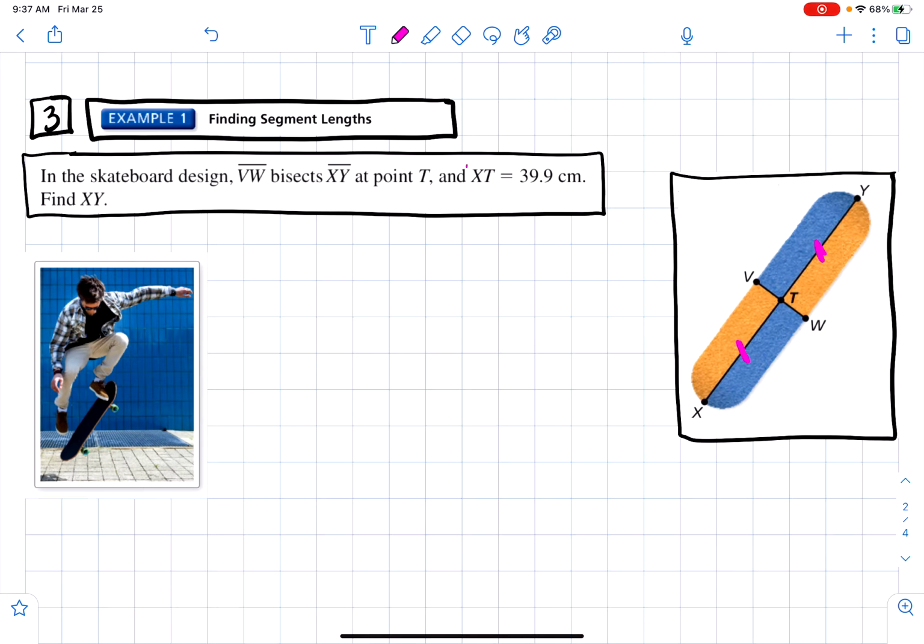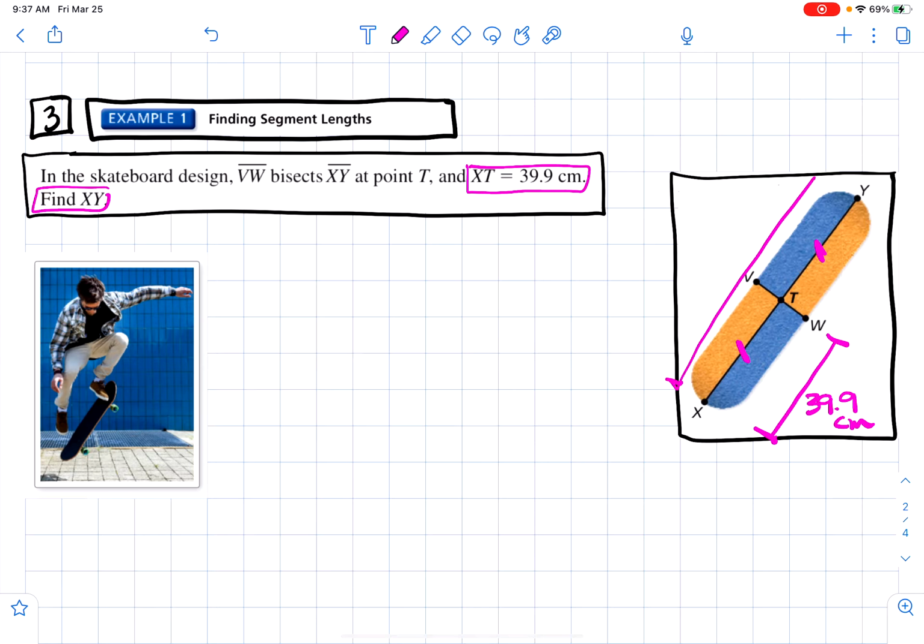We also know that XT, grand total XT, is 39.9. So from here all the way down to here is 39.9 centimeters, and it wants us to find the length of XY. So it's asking us to find all of this length from here to here.